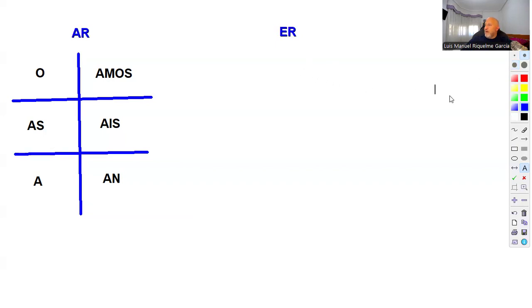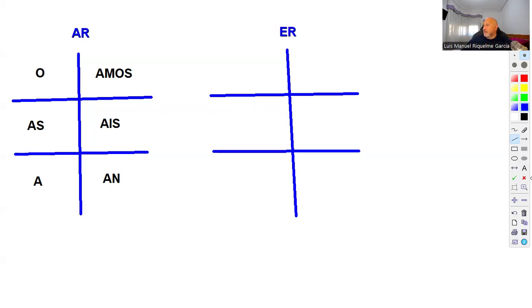Okay, what about ER verbs? They follow a different pattern. We have different endings for ER verbs. So if we want to say I, we use an O. So this one is the same, AR and ER. What about if it is you? Es. He or she, e. We, emos. You all, éis. And finally, en.